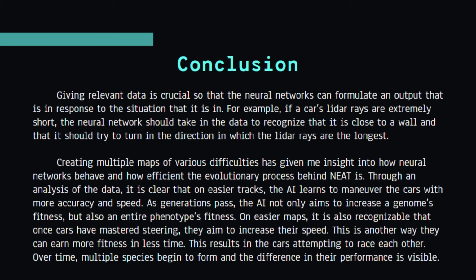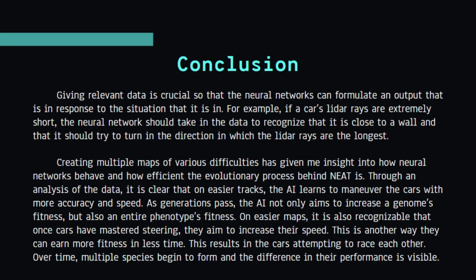Now, creating multiple maps of various difficulties gave me insight into how neural networks behave and how efficient the evolutionary processes behind them are. Basically, I learned that by giving different maps, they learn quicker on some maps, and some maps are harder for them. You can see that through the data. Through analysis of the data, it's clear that on easier tracks, the AI learns to maneuver the cars with more accuracy and speed. On the first map, they were much faster than, let's say, the third map at learning, and they were more accurate, so fewer of them died.